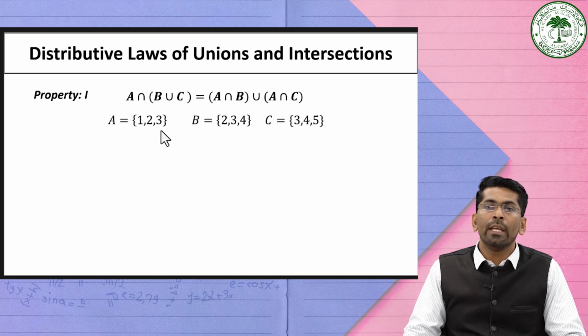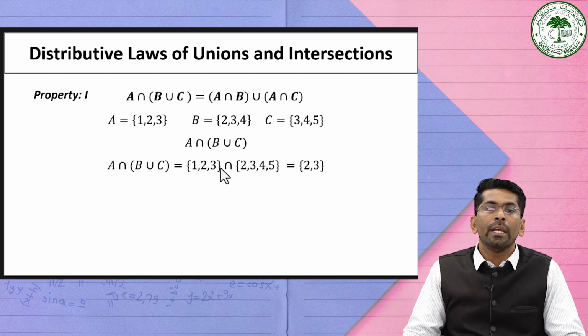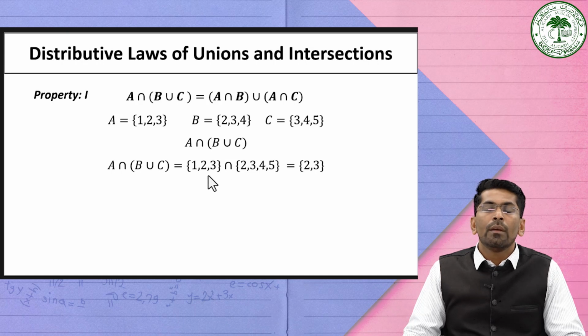We are going to prove this particular law by using an example, that is set A equal to {1, 2, 3}, set B equal to {2, 3, 4} and set C equal to {3, 4, 5}. First we consider A intersection (B union C). A is {1, 2, 3}, and B union C is {2, 3, 4, 5}. So A intersection (B union C) is {1, 2, 3} intersection {2, 3, 4, 5}, and what is common here is 2 and 3.